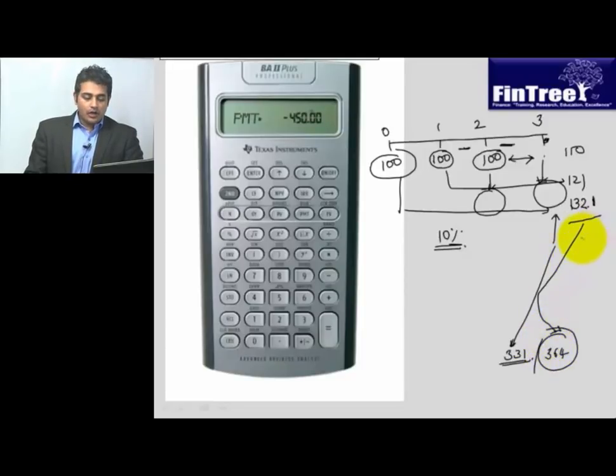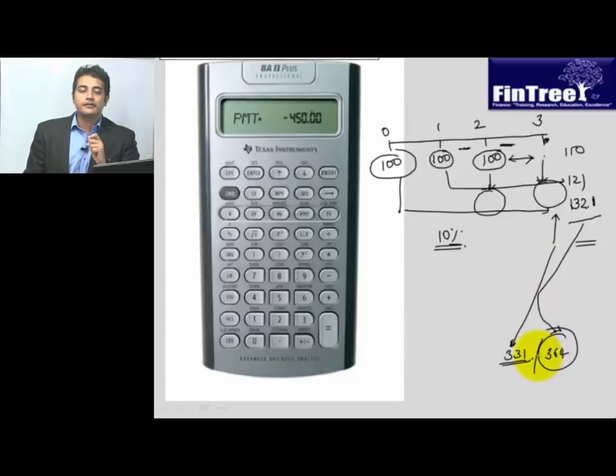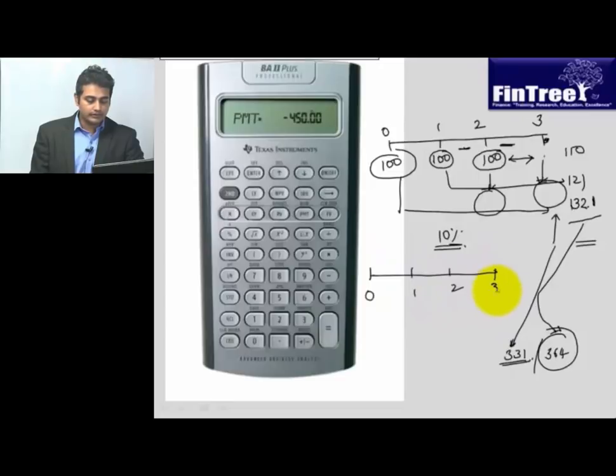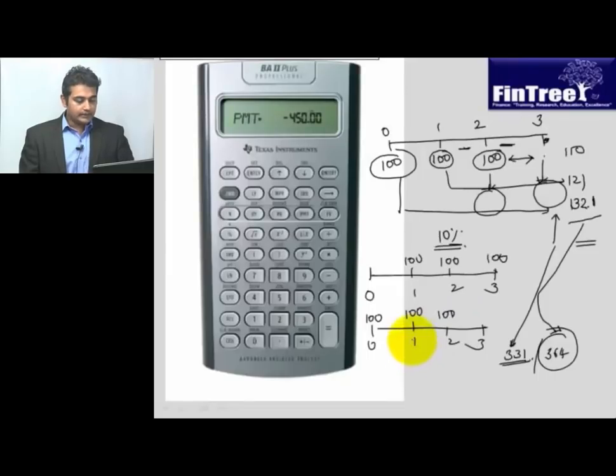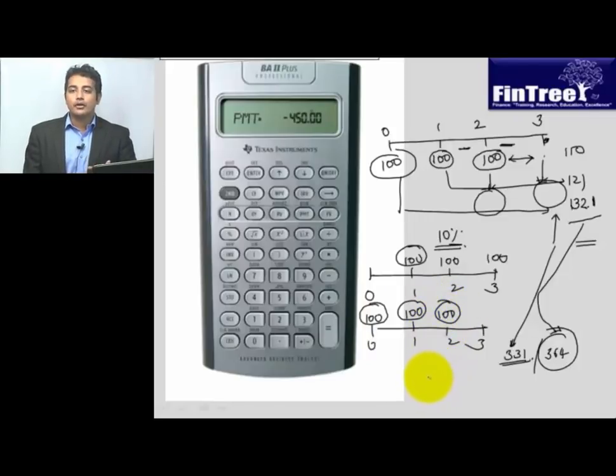364. So now the question is why my answers are changing. In the first case I got 331, now I'm getting 364. Why is this difference? The difference is that in the earlier case, the payment structure was like this: time 0, 1, 2, 3, with 100, 100 and 100. In this case, the payment structure is like this: 0, 1, 2, 3, with 100, 100 and 100. That means there is a difference in the timing of these payments. In this case, the first payment is made at the end of year 1, whereas here, the first payment is made at the beginning of year 1. Since you are making these payments earlier, they are compounded more times, and that higher compounding increases the future value. Have you followed the logic?